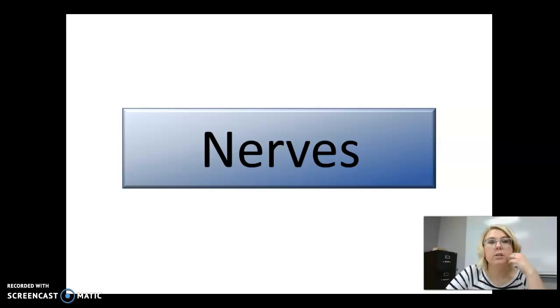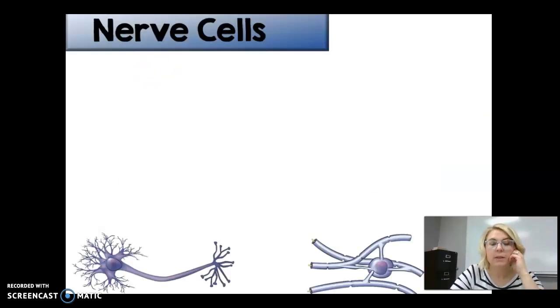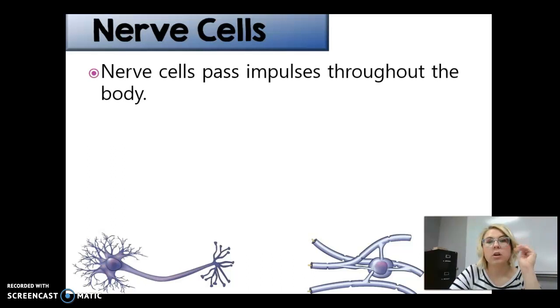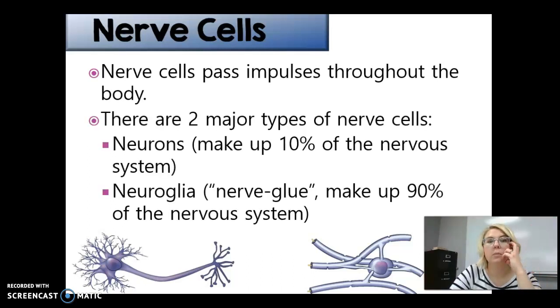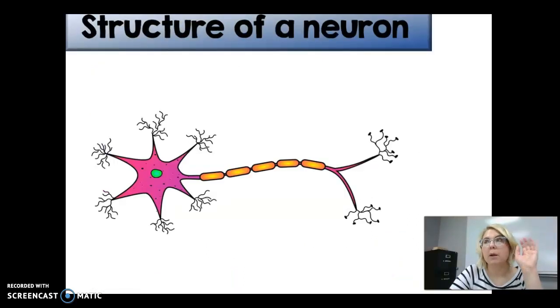So let's go ahead and just review what we talked about. Last week we talked about that there's 2 types of nerves in our system. We first have our nerve cells, and then our nerve cells include neurons and neuroglia. Remember, neuroglia is the glue, and nerve cells are the ones that pass through our body. So remember, neurons make up 10%, neuroglia makes up 90%. So each of the neurons will attach to another neuron to make sure that the impulse or the action that needs to happen in the nervous system is transmitting correctly.